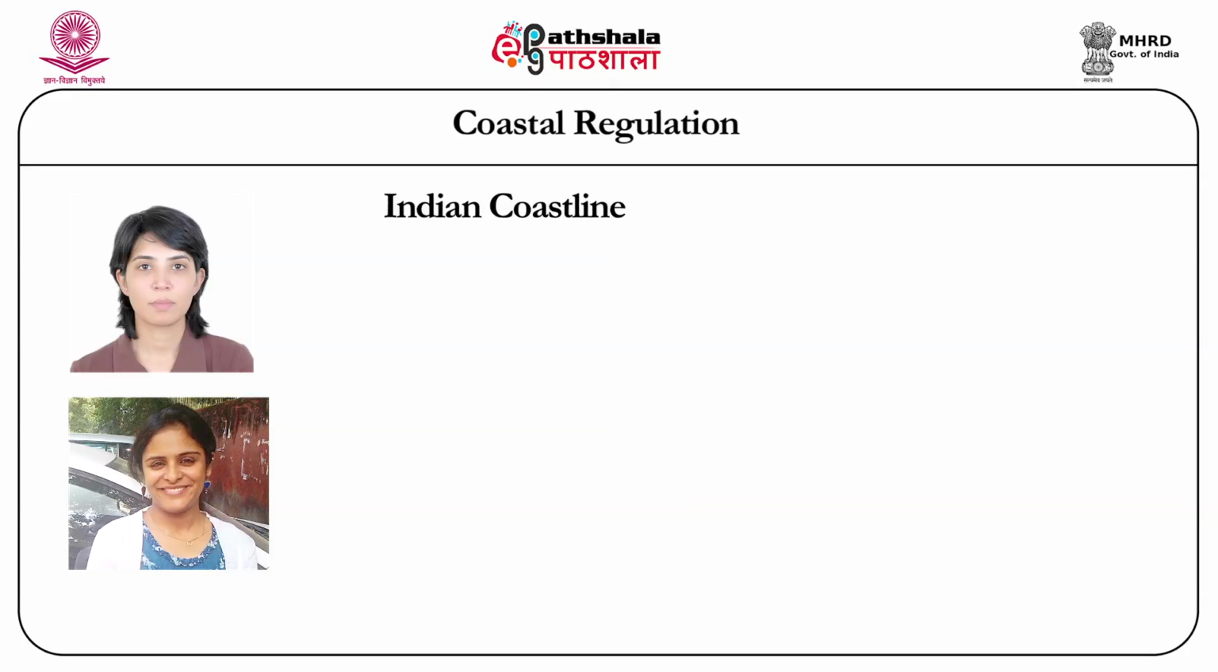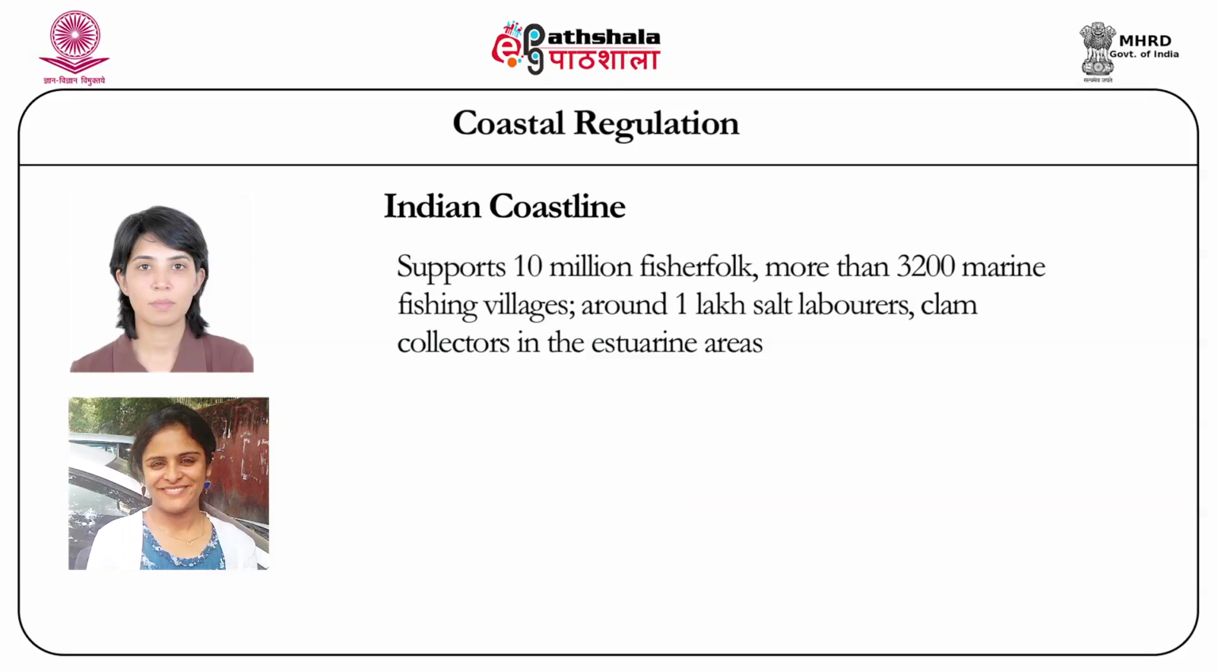Indian coasts support the survival of about 10 million fisher folk. They fish from the waters, dry the fish, mend their nets, park their boats, and even live in the adjoining land. They build their houses on the coast. As per the marine census data, there are more than 3,200 marine fishing villages in India.